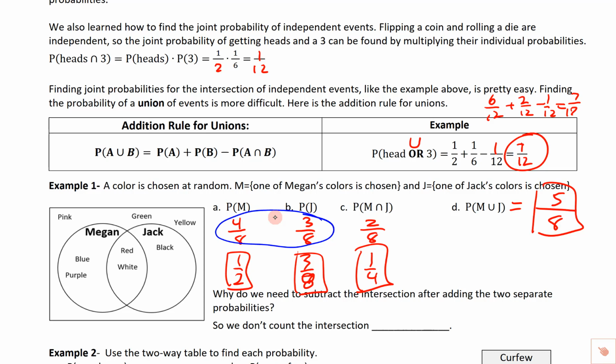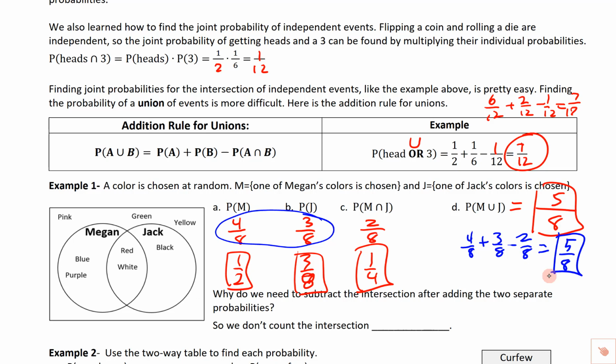Counted red and white twice. So if we did the probability of Megan, we did those 4. If we did the probability of Jack, we did those 3. And what happened here? We counted the intersection twice. So in order to calculate unions, we have to do this. It's the probability of the first one, Megan, which is 4/8. Probability of Jack's color palette is 3/8 minus the intersection, that's going to be 2/8. And then we end up with the right answer of 5/8.